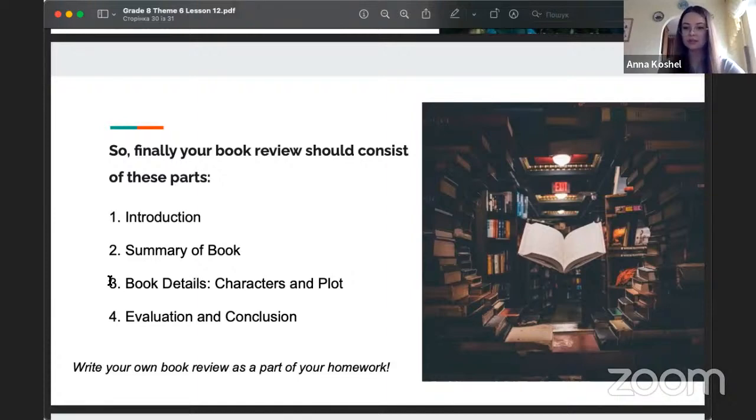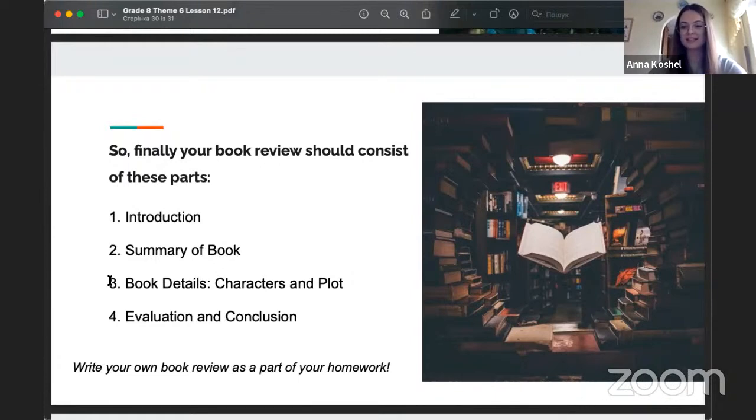You can reread the full book review again on the website of Ukrainian School Online to today's lesson. And as a part of your homework, you can try writing your own book review. So using the example from today's lesson or using other examples from the internet websites, you may find all of them all over the internet.